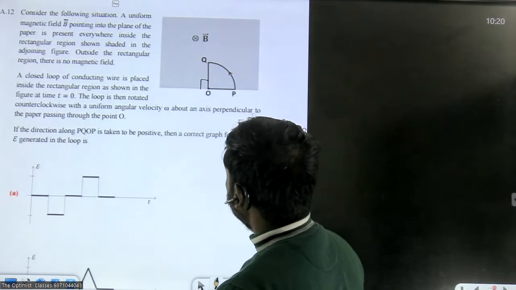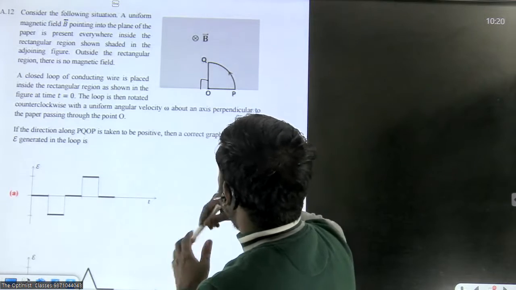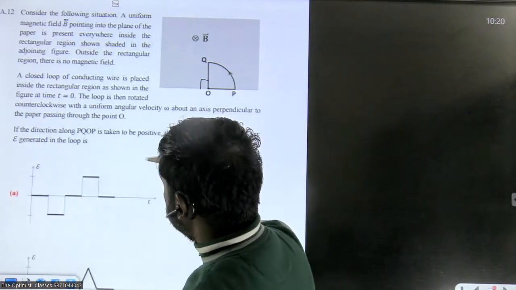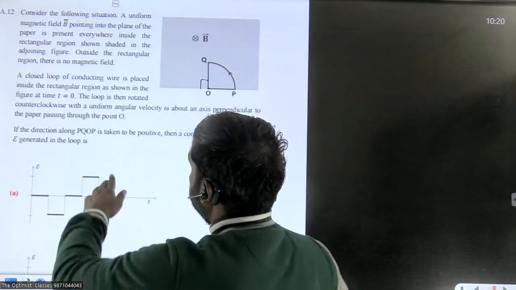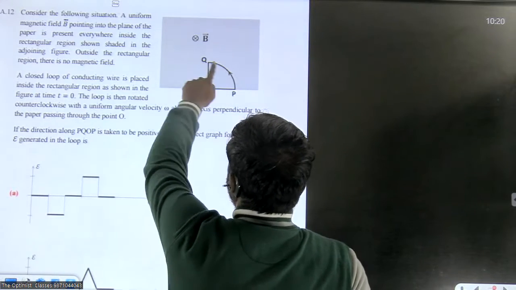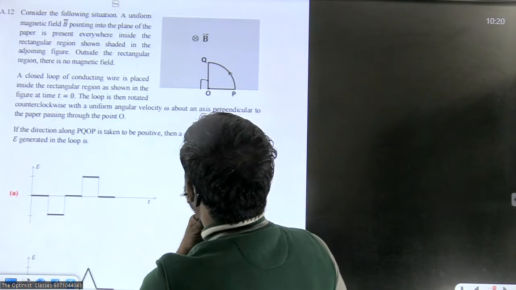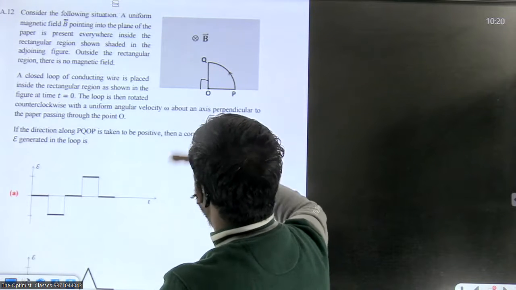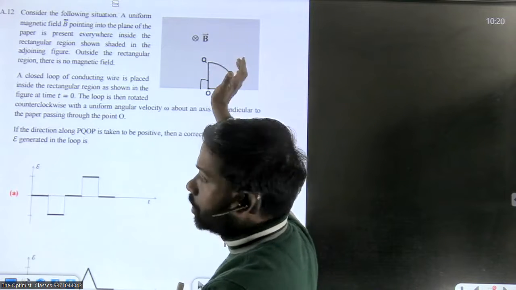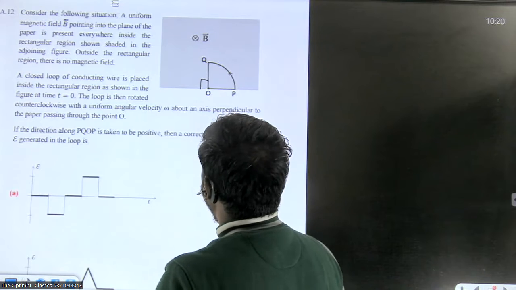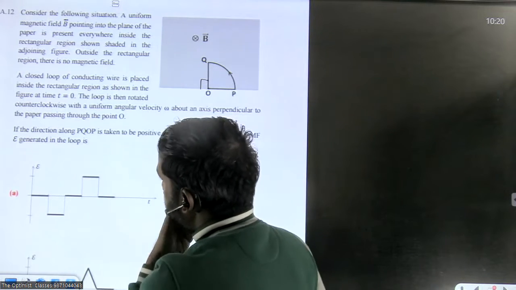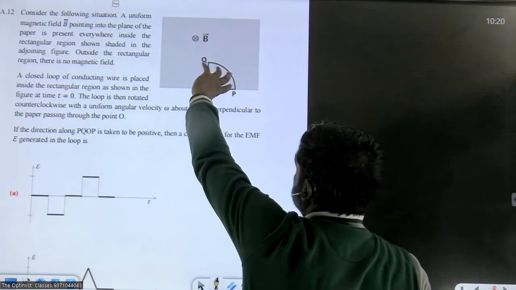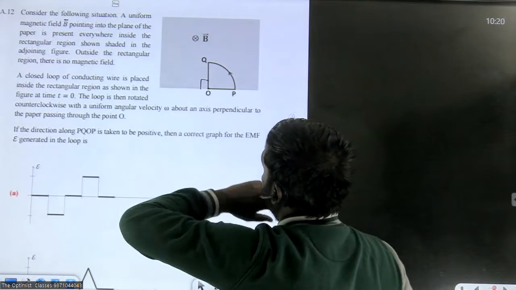Here some convention is given. If the direction PQOP is taken to be positive, then this direction is being taken to be the positive direction. Then the correct graph for EMF generated in the loop is what? So what is happening here when it is coming out initially?